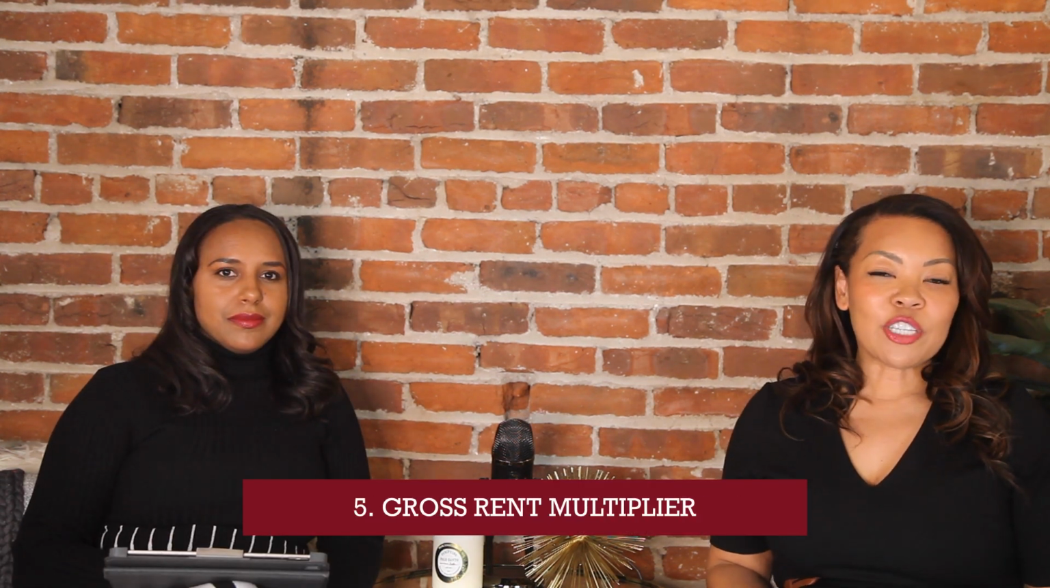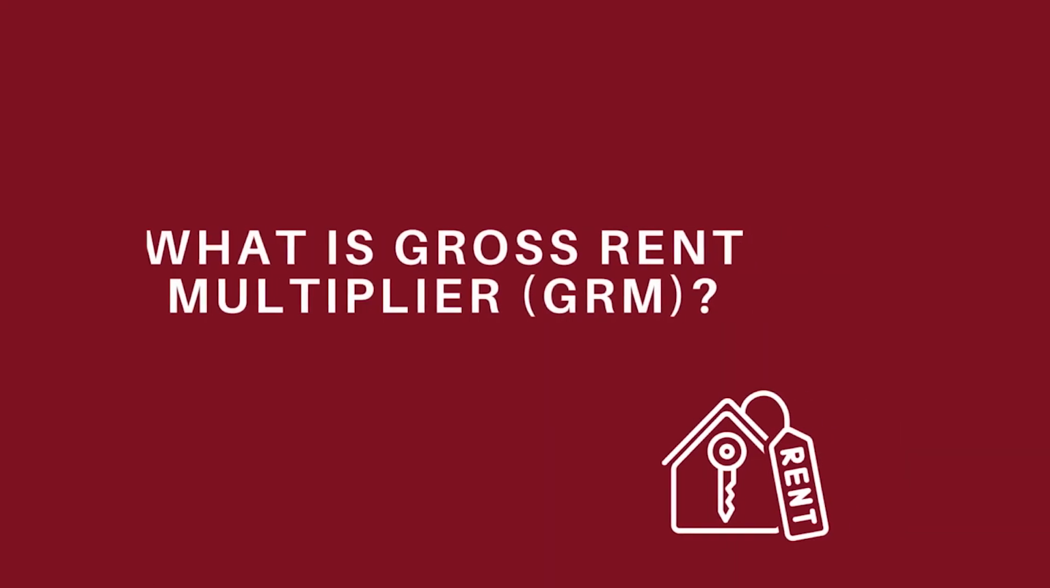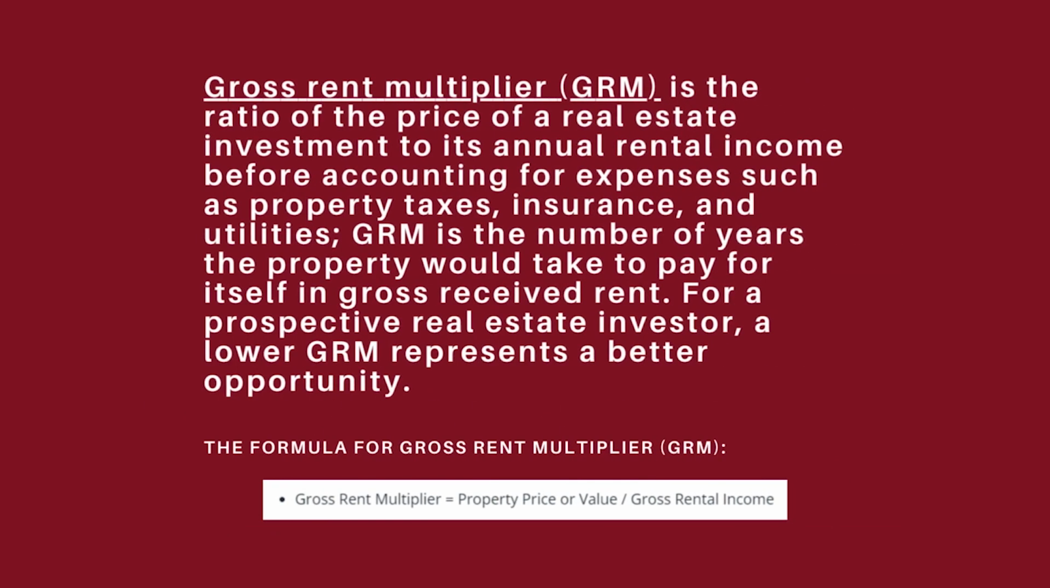So number 5 is the gross rent multiplier, GRM. The gross rent multiplier is the ratio of the price of real estate investments to its annual rental income. So in layman's terms, the GRM is really the amount of years it will take for the property to pay itself when using the gross rental income.